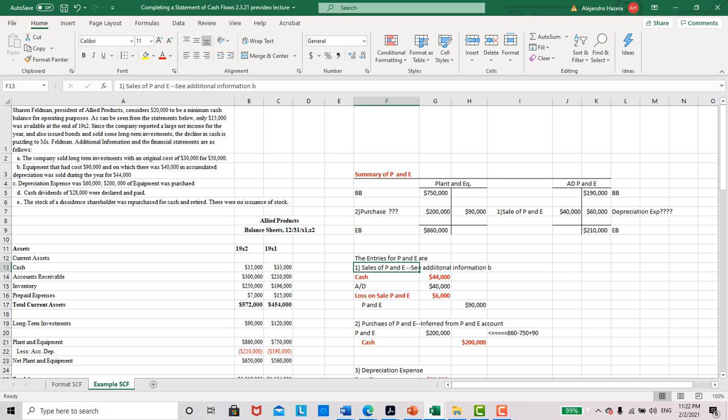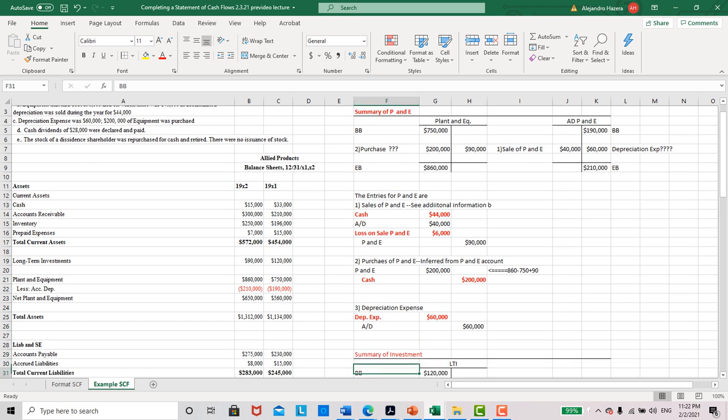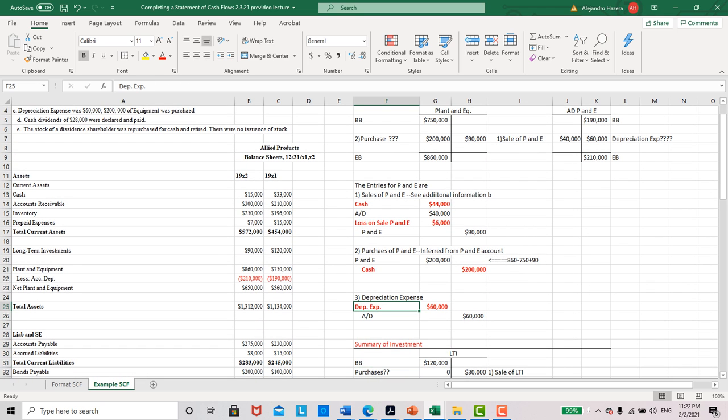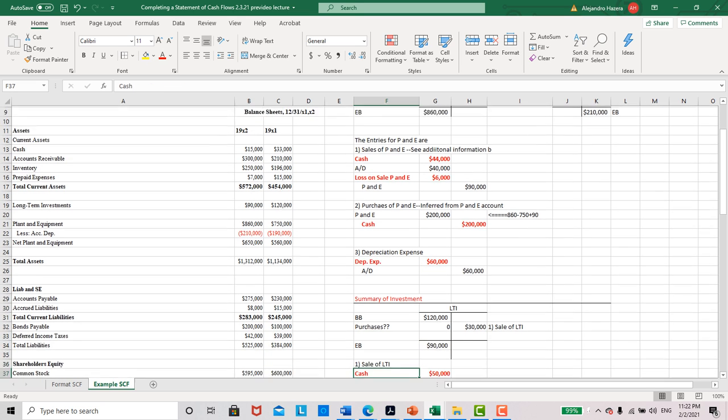computed the sales entry, or they gave you the sales entry, and the cash from sales is going to go to the investing section, the loss in the operation section. The cash you paid for purchases is going to go in the investing section. Cash outflow, it's a credit to cash otherwise, obviously, and you're going to add back depreciation expense in the operation section.